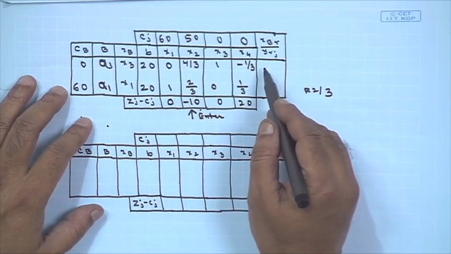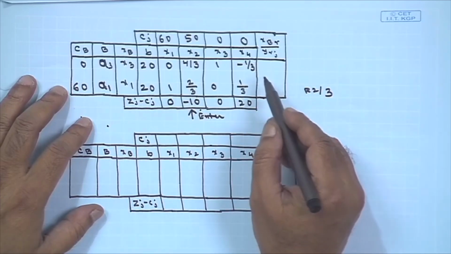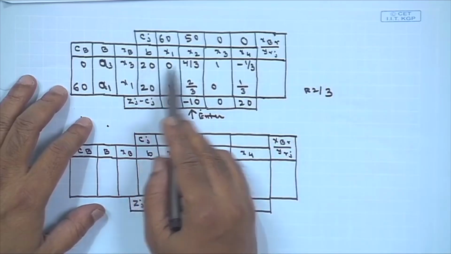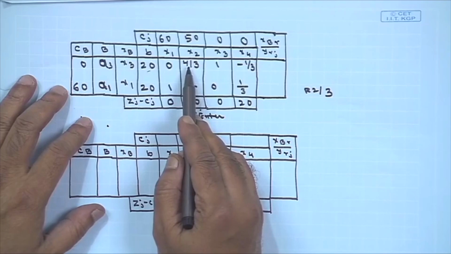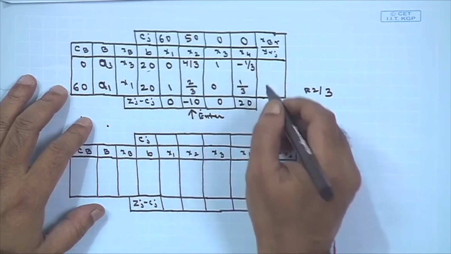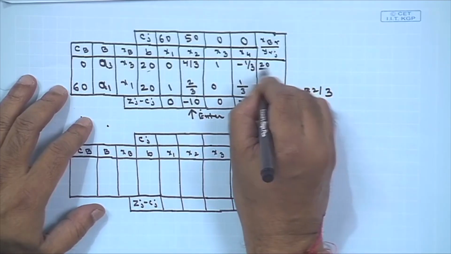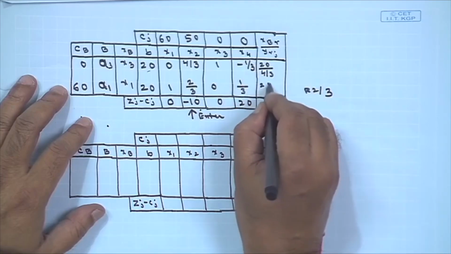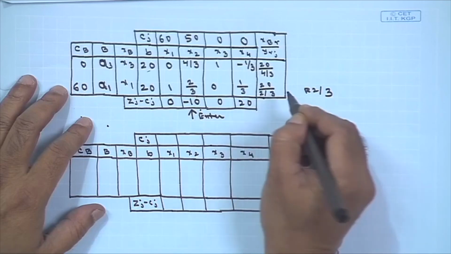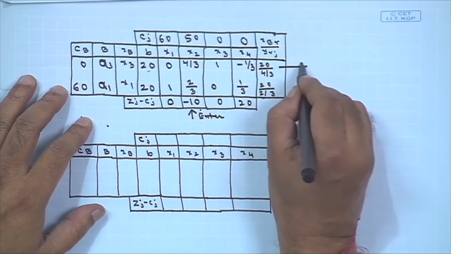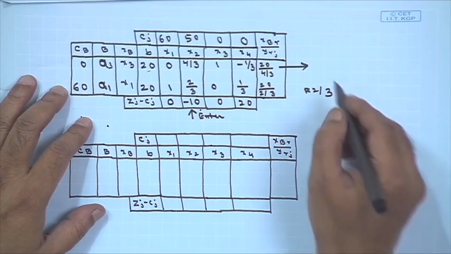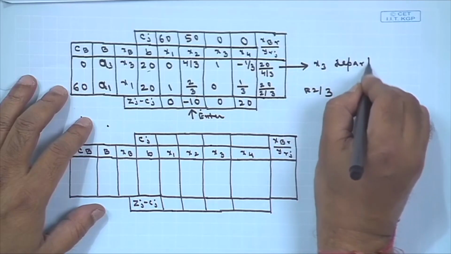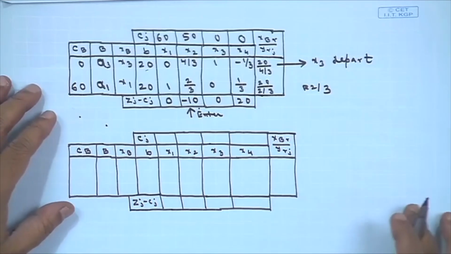Now, you have to calculate which vector will go out. For that, b divided by this x2, this I have to use. So, here you will get 20 divided by 4 by 3 and in this case you will obtain 20 divided by 2 by 3. The minimum value you will obtain here. So, therefore, your x3 will depart. So, in the next table your x3 will depart.